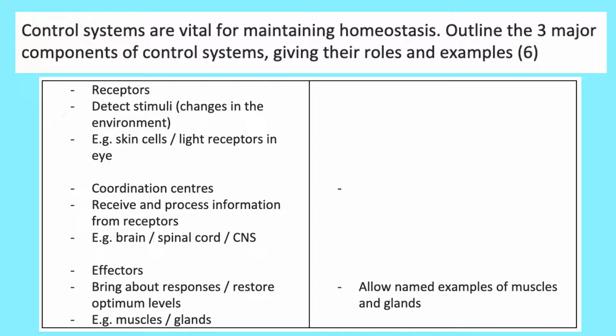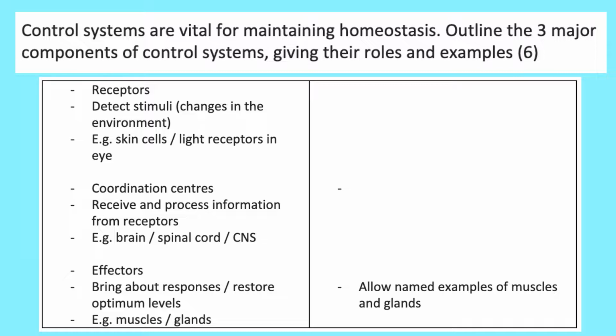So receptors detect stimuli, so they're changes in the environment. They detect things like changes in light levels, changes in temperature, touch, for example. So you can have skin cells, or you can have light receptors in the eye. There are many others that you could talk about.